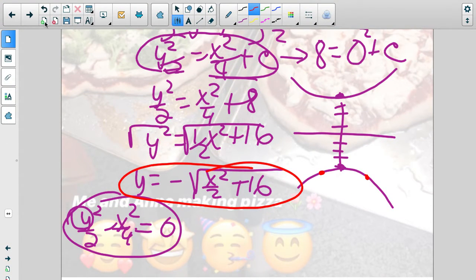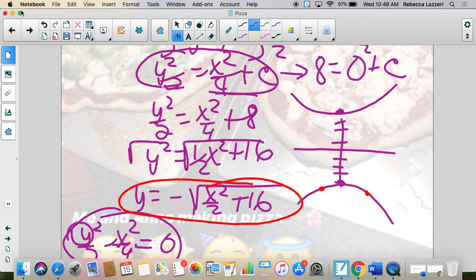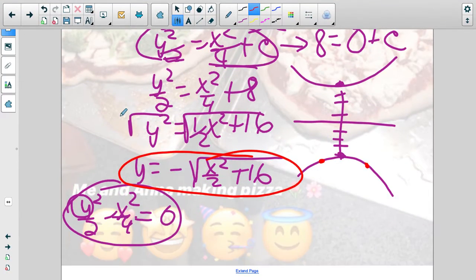It still didn't give me extend page. Sorry. There we go.